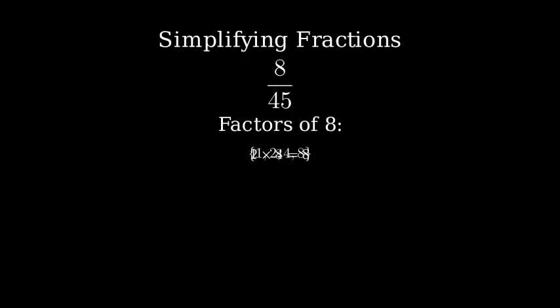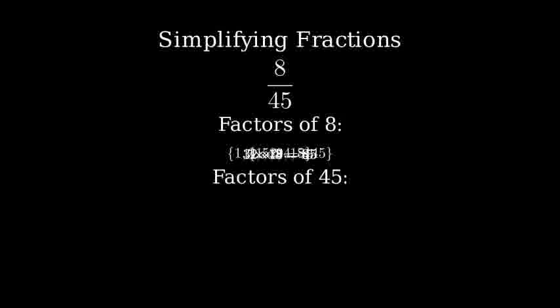Now let's find all the factors of 45. 45 can be broken down into 1 times 45, 3 times 15, and 5 times 9. So the factors of 45 are 1, 3, 5, 9, 15, and 45.